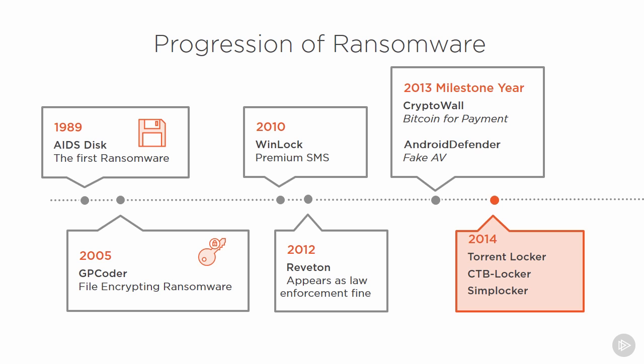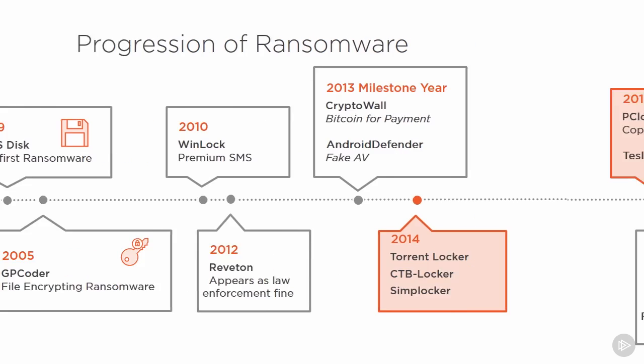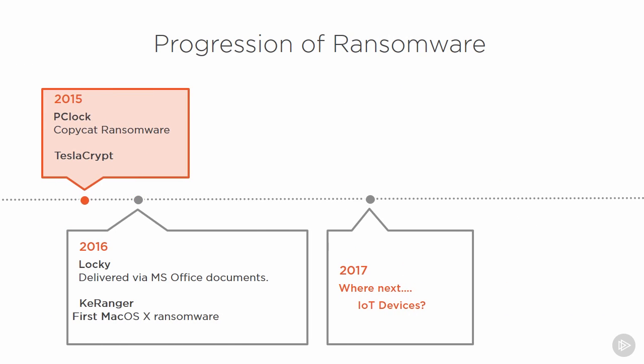2014 brought yet even more ransomware with Torrent Locker, CTB Locker and Simple Locker. During 2015, we've seen additional variants such as Peacock and TeslaCrypt, all ransomware related. 2016 had some milestones as well, including Locky, which was very common and distributed through Microsoft Office documents, and KeRanger, the very first Mac OS X ransomware appeared.